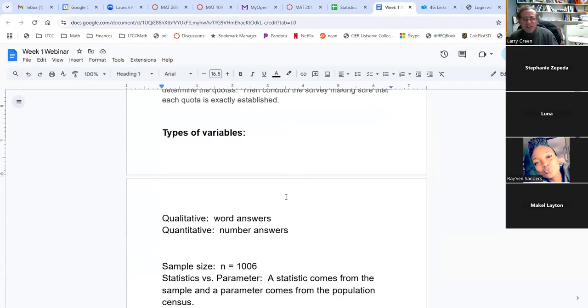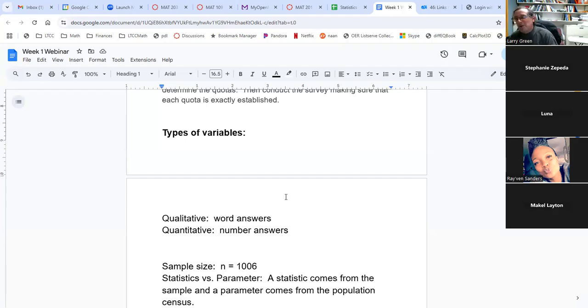Okay, so just some notes, because these kinds of things come up a lot. There are a couple kinds of variables that we want to really understand. One is what's called qualitative. Qualitative means the answer to the survey question is a word, and not a number. So that would be something like, what is your favorite color?